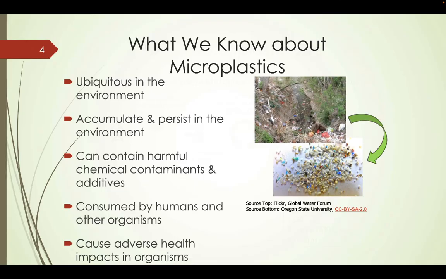So what do we know about microplastics? First of all, they're ubiquitous. They're found in surface waters, drinking water, air, and even the food humans consume. They accumulate and persist long-term in the environment, and they can move long distances in the environment. They can also contain harmful chemical contaminants and additives that can move along with them in the environment.